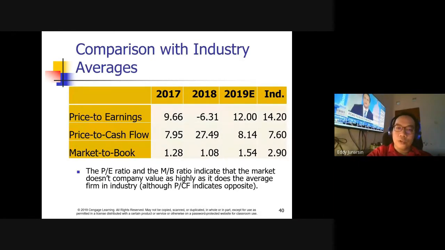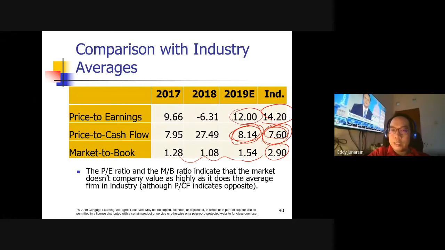Okay, and you can see the trend from time to time. Because again, this is a market ratio, so we need to use the value on the stock exchange. So industry average is higher in terms of P ratio, price to cash flow, and also market to book. But sorry, for the price to cash flow, actually we have a higher ratio here, but for price to earnings and market to book, we are below the industry average.